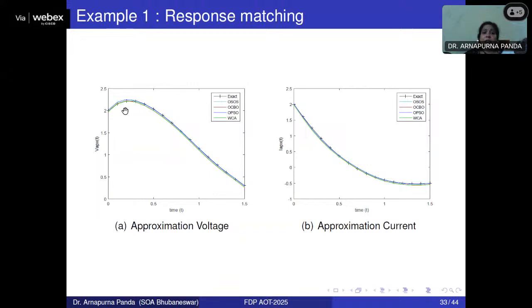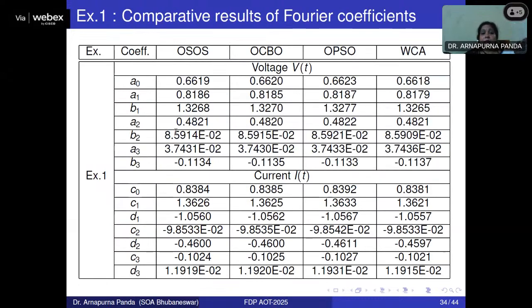So here we have plotted the exact solution, the solution by orthogonal symbiotic organism search, the result by our orthogonal colliding body optimization, the result by orthogonal PSO, and the result by WCA. And we have compared all the results here. You can see the coefficients we have calculated: A0, A1, B1, A2, B2, A3, B3, and C0, C1, D1, C2, D2, C3, D3.